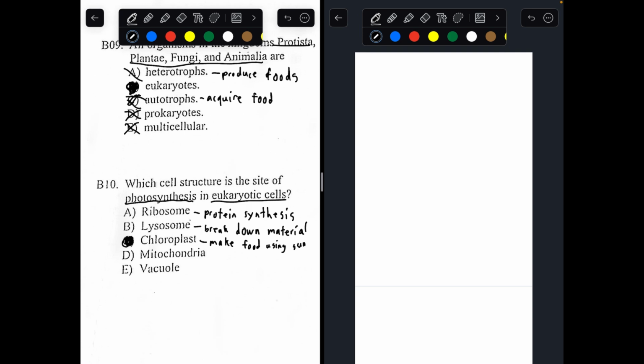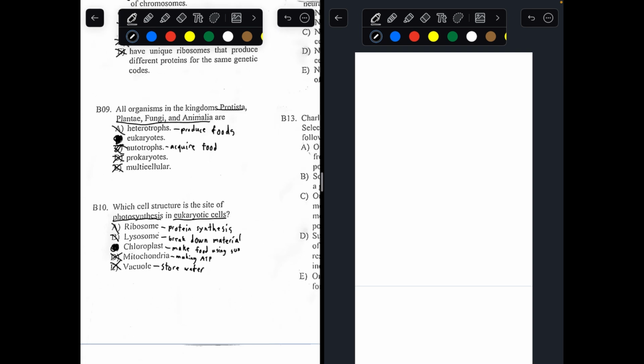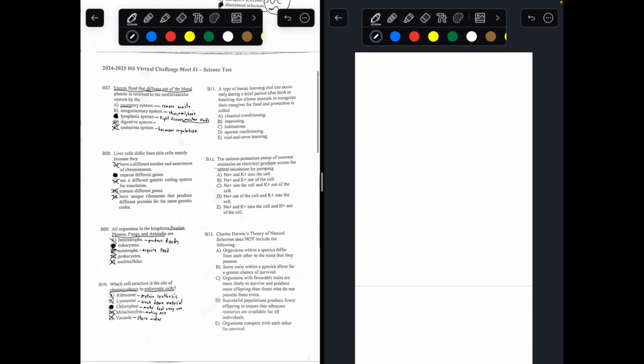But if you want, you can check out the other two options. Mitochondria is using the sugar to make energy, making energy from sugar, I'll put it as ATP. And vacuoles are to store water, and waste sometimes. But most of the time, it's going to be water. So vacuoles' job is to store water. None of these are anything related to photosynthesis. Only C, chloroplast, is where photosynthesis takes place. So the answer to number 10 is going to be C.